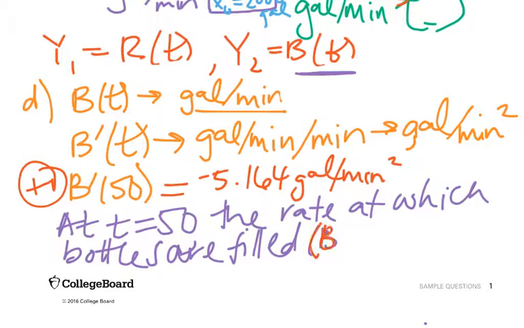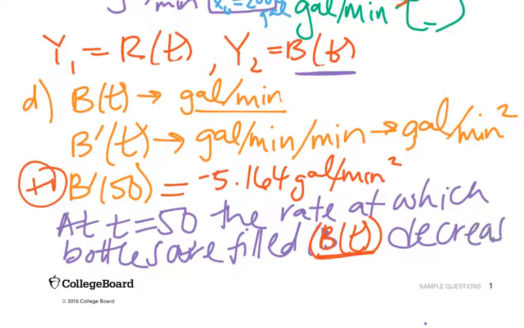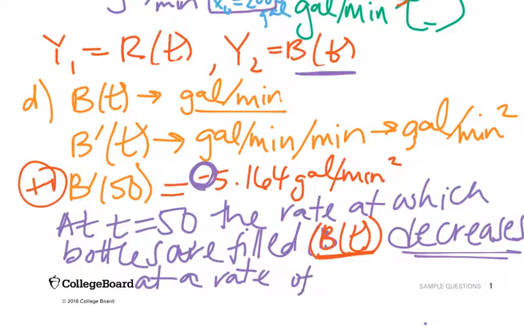Let me put this in red here. You don't have to actually put b of t in your explanation, but I want us to know that that's what we're talking about, right? The rate at which bottles are filled decreases. That rate is decreasing because, how do we know? It's because this is negative. So that rate is decreasing, and it's decreasing at a rate of 5.164 gallons per minute squared.